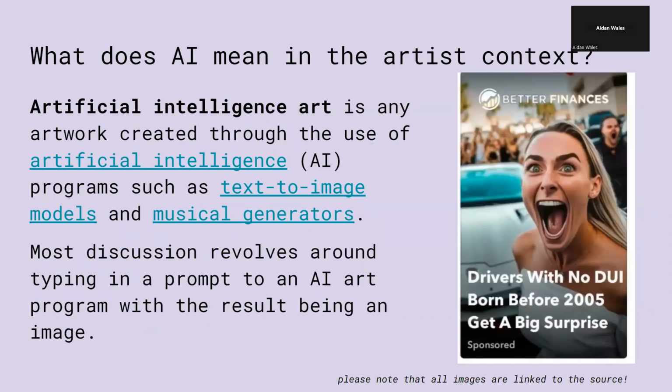However, when we're talking about AI and art, we're narrowing the field down quite a bit. So yeah, we're talking about artificial intelligence art. So it's using artificial intelligence, using text to image models and musical generators, for example, to create an end product that is artistic in some way.